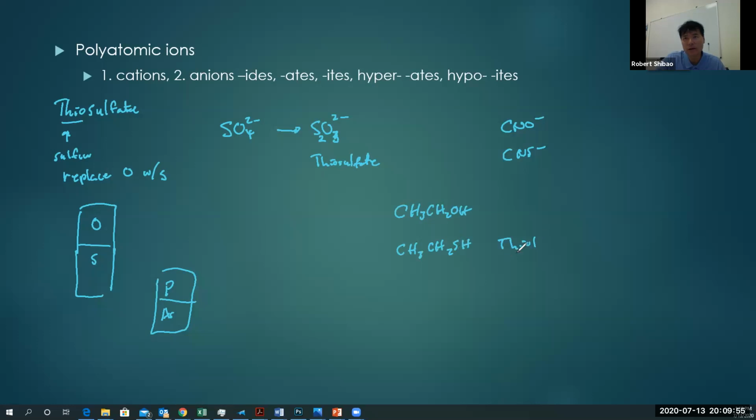And the thiol just has a sulfur instead of the oxygen. And this is called ethane thiol here. You don't want to drink it though. Thiols are some of the worst smelling compounds known to humans.